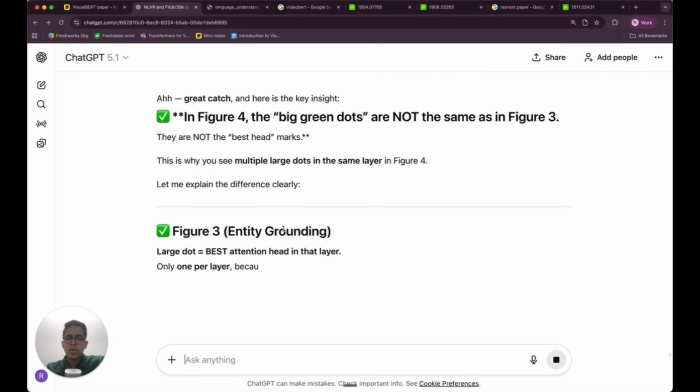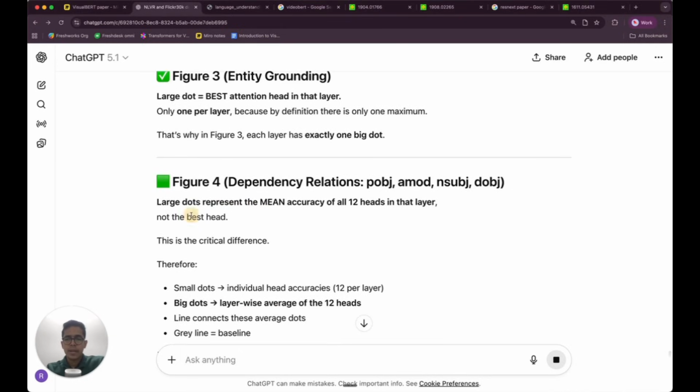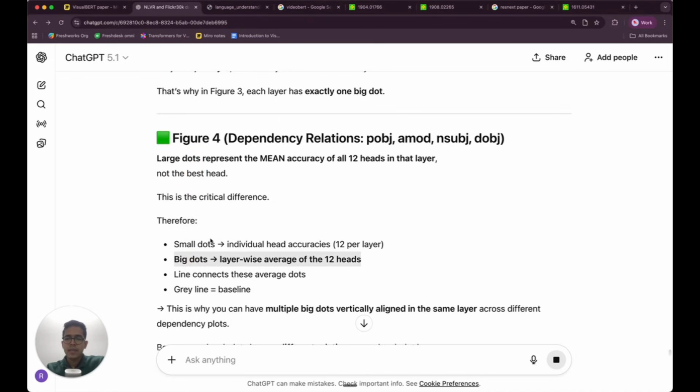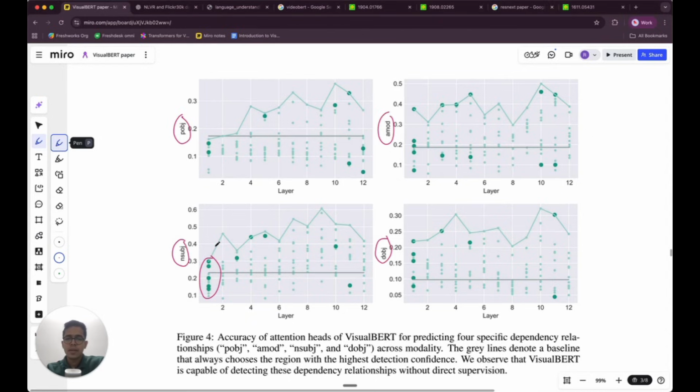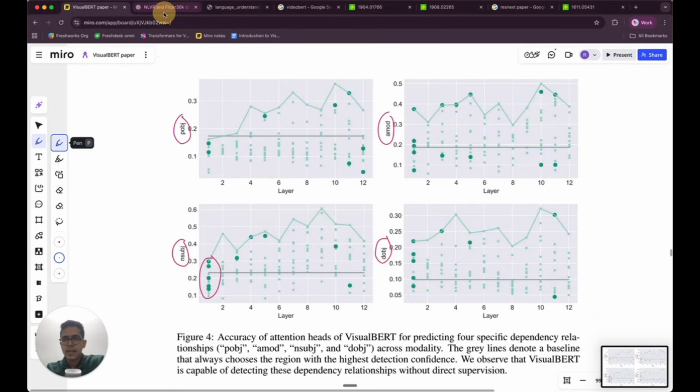Okay, yeah, I want to know about figure 4, not figure 3. Large dots represent mean accuracy of all the 12 heads in that layer, not the best head. Therefore, big dots are the layer-wise average of 12 heads. Wait, but I don't think I understand what these big green dots are. It's not making sense at all.